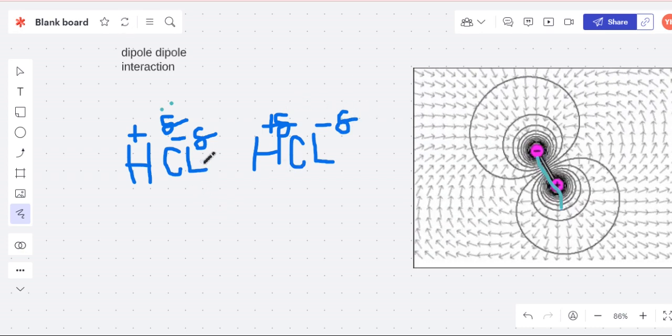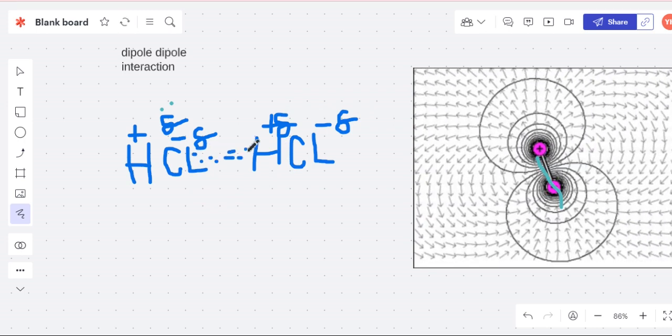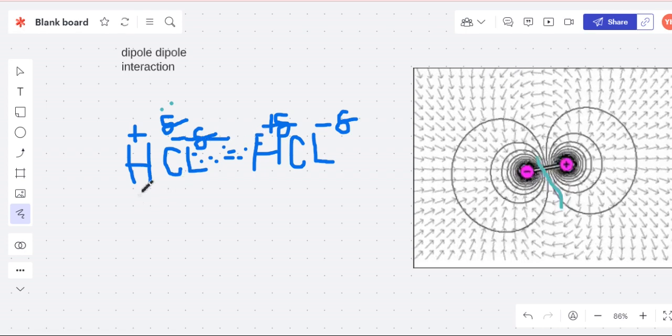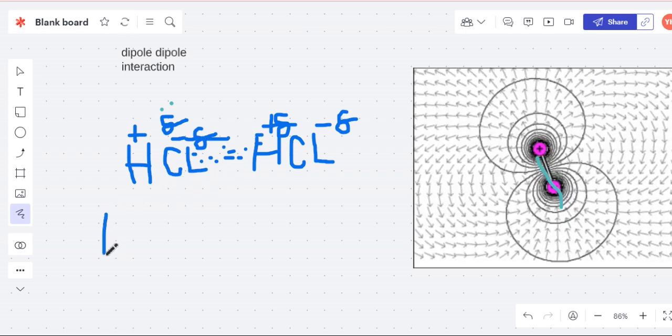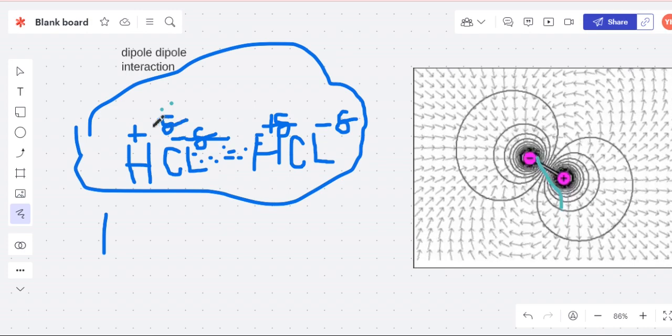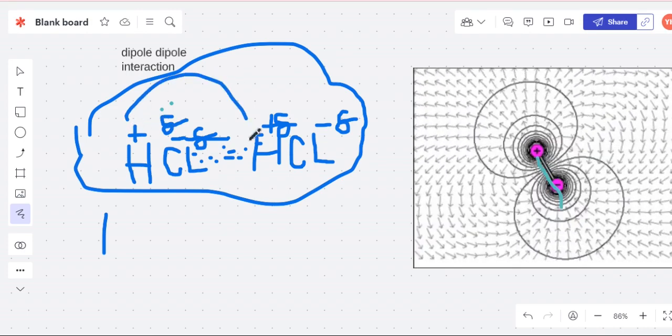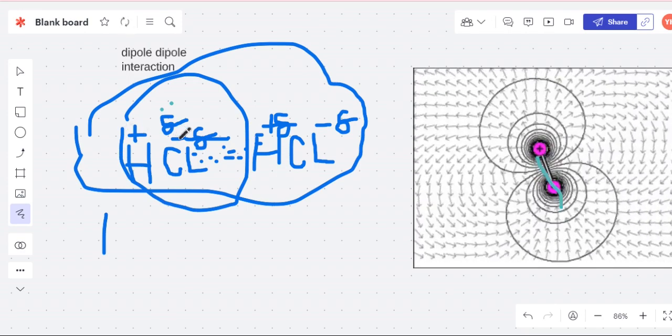Now what happens? This chlorine atom attracts the hydrogen atom toward itself, like this. So there is a polar dipole-dipole interaction between these two. This is dipole in nature. What does dipole mean? For example, this HCl molecule is also electrostatic in nature. What is meant by electrostatic? It means it has a positive and negative charge.